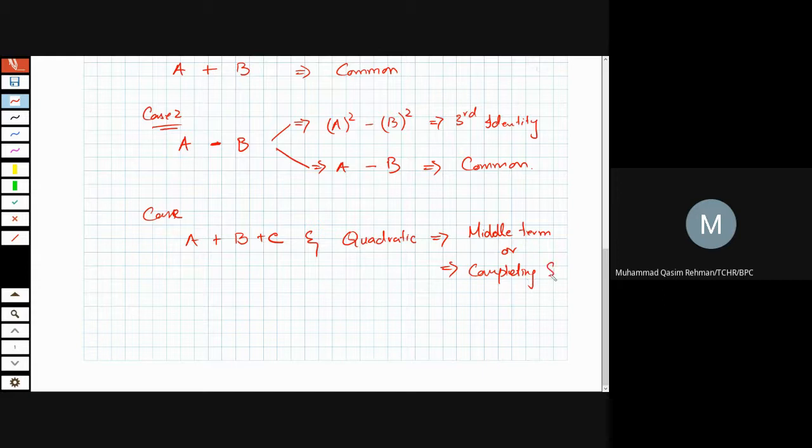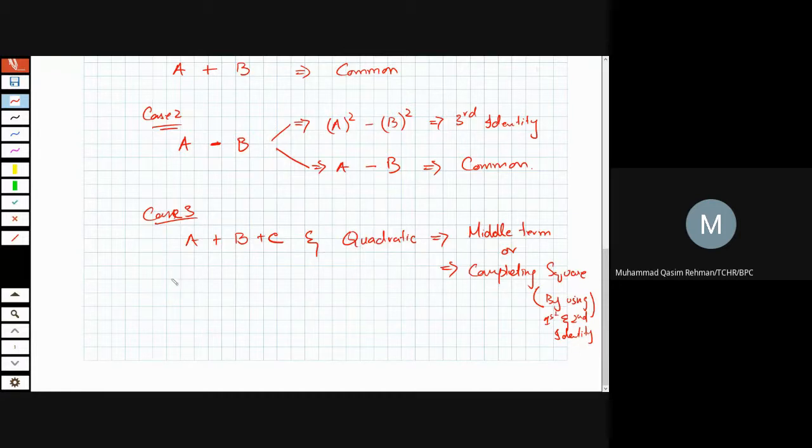Now, the completing square technique is basically by using the first and second identity. Okay, right. So this was case 3, wherever you have three terms and the three terms are basically quadratic expressions.